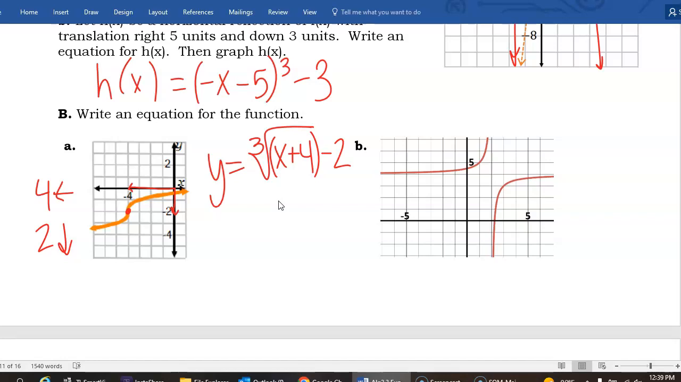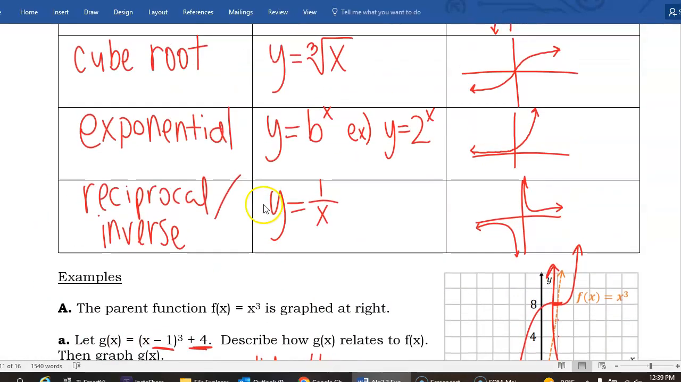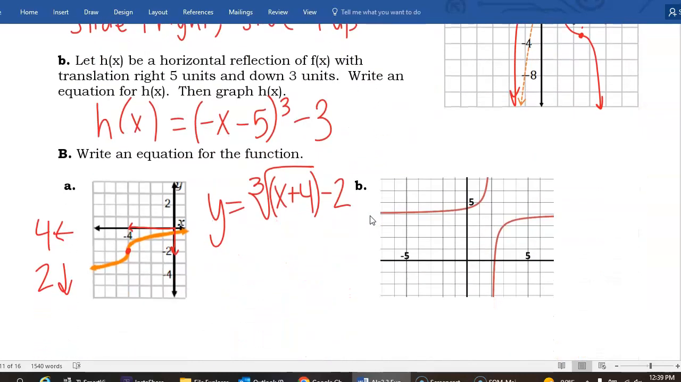Okay, and letter B, I'm looking at the shape of this graph. I'm considering my parent functions, and it looks like the reciprocal, also known as inverse function. So we're going y equals 1 over x. Then we're going to slide it. Normally, our asymptotes would be right at the origin, but I can kind of see that I have one here and I have one here, so I need to translate my origin point 2 units to the right and 4 units up.